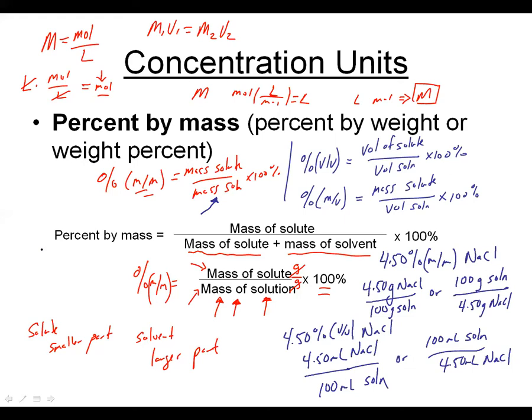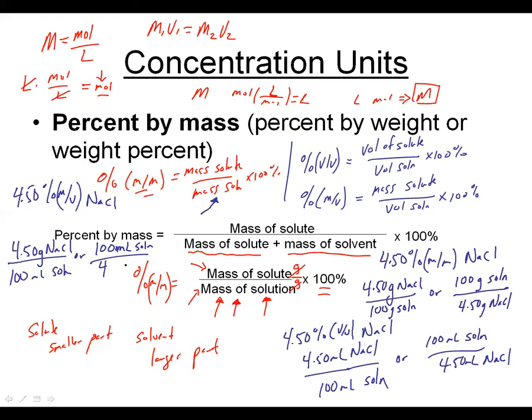And lastly, if you have the 4.5% mass to volume sodium chloride, you could do the same thing, except this would be 4.5 grams of sodium chloride in 100 milliliters of solution, or in 100 milliliters of solution, there would be 4.5 grams of sodium chloride. So sometimes it's a little bit easier if you have the percentage given to you to convert it into a conversion factor.